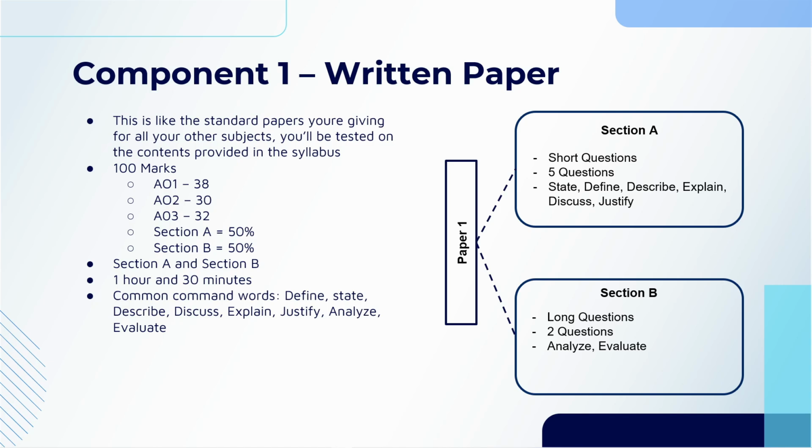Question 6 will ask you to analyze and evaluate the situation provided in the case study, and question 7 will ask you to analyze and evaluate whatever situation it's giving you for your own enterprise. For Paper 1, inclusive of both sections A and B, AO1 is tested for 38 marks, AO2 is tested for 30 marks, and AO3 is tested for 32 marks. This shows that they're all almost balanced, so that means it's very important that you not only know the content, but also how to write the application, analysis, and evaluation for whatever situation the question is asking you to.